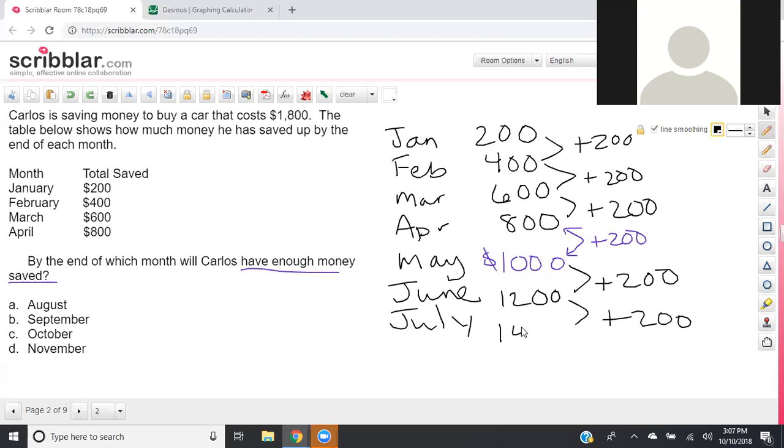And then August will be 16. September. No, it's going to be October. No, I was right. September. Yep, September. He'll have exactly enough. Now, if the table had been like, we only made it up to 1,700, and then we go to October and we're at 19, we're over, it still has to be the over amount, because you still can't buy it if you don't have that extra $100.